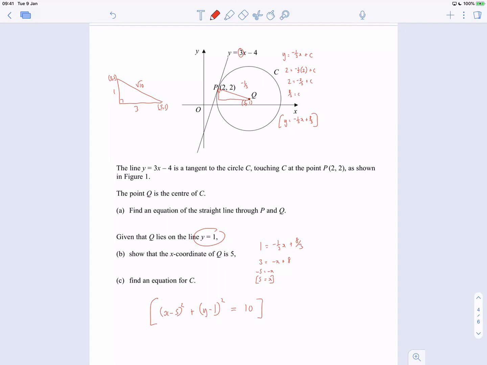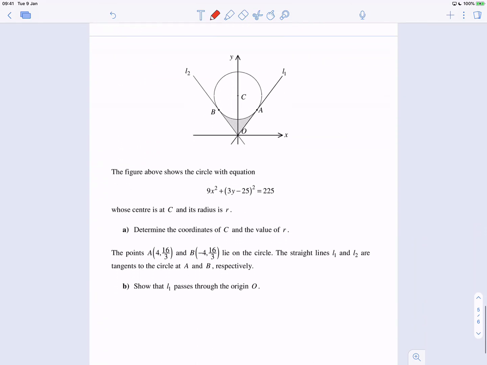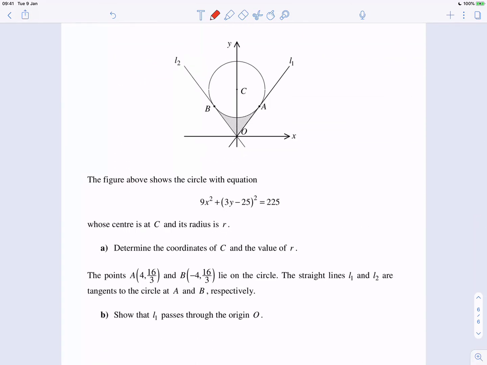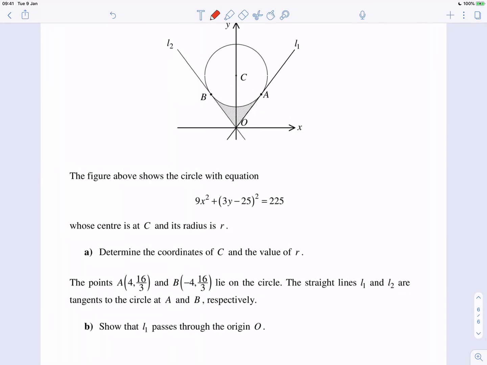Okay, right, if you're getting the hang of this, well done. I'm going a bit quick, but you can always pause this and go back. Okay, for the last question, the figure above shows the equation 9x squared plus 3y minus 25 all squared equals 225, whose centre is at C and its radius is R. Determine the coordinate C and the value of R.